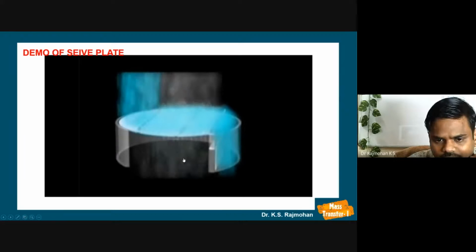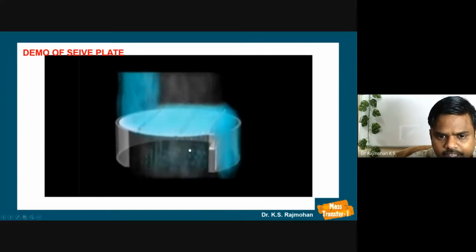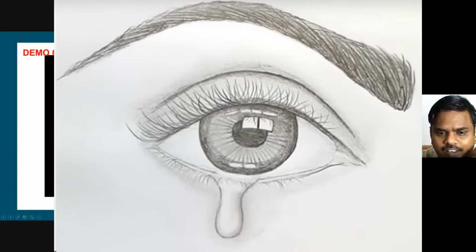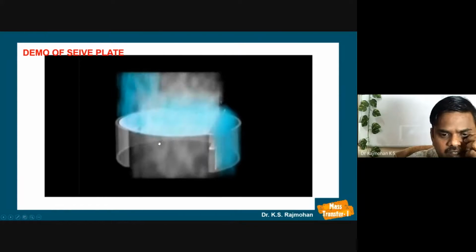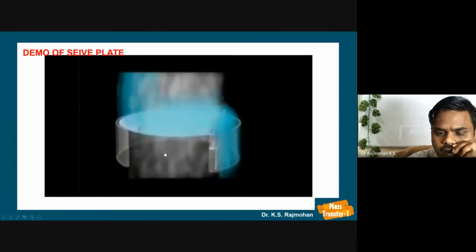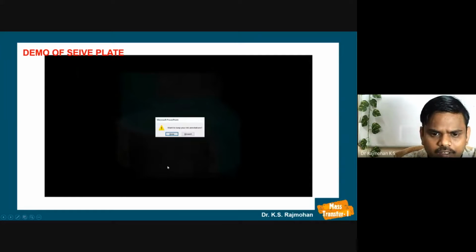When the gas velocity is very low, weeping takes place. What is weeping? It's like crying. When we cry, liquid falls from our eyes, right? In the same way, we have seen weeping take place in the column when the gas velocity is low or when the liquid velocity is very high. In either case, weeping will take place.